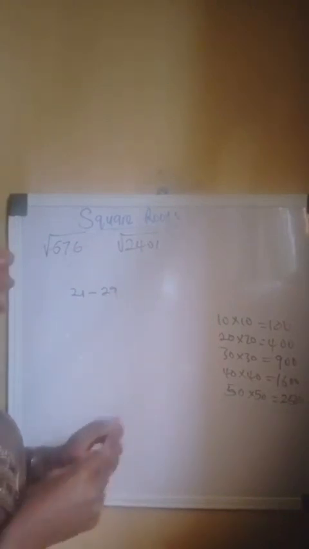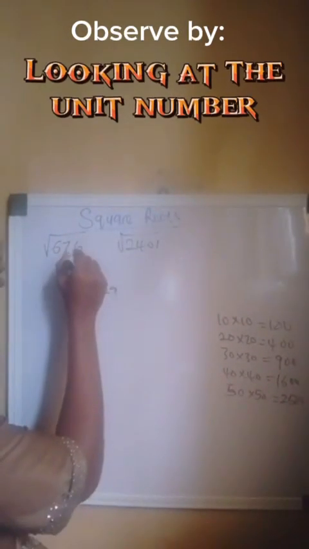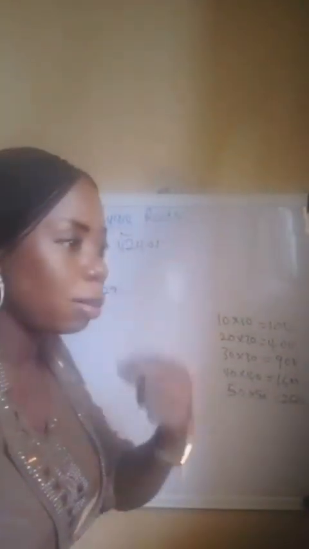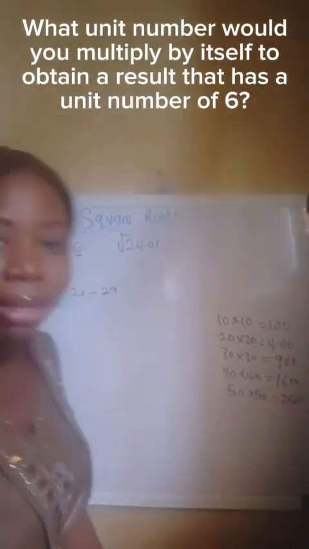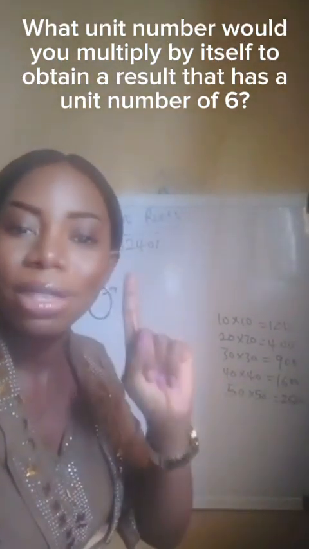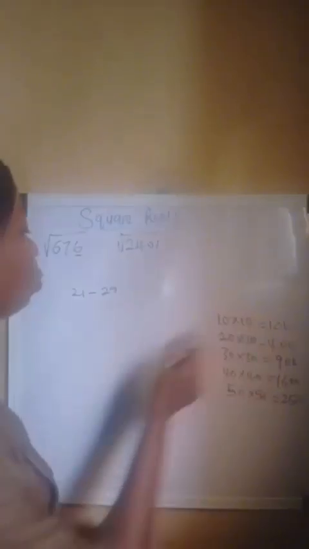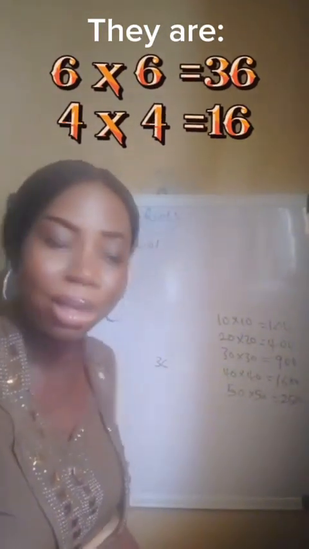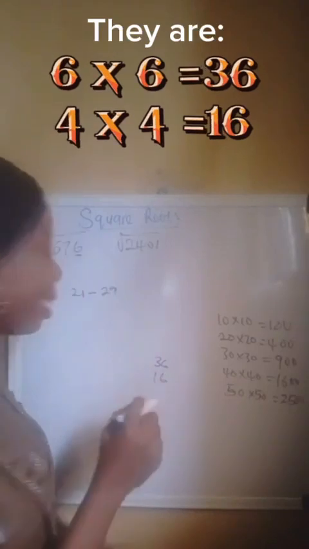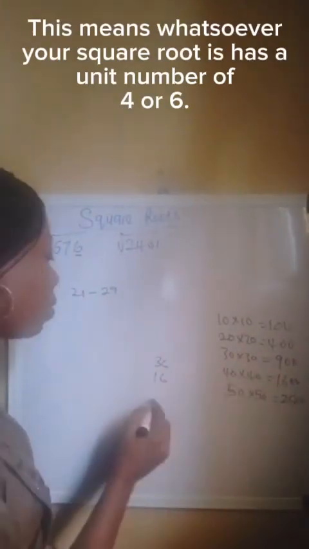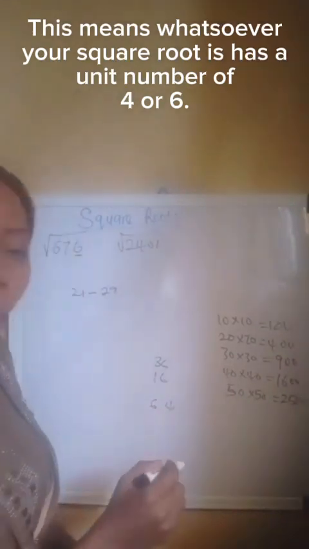All right, so now the first step to observing is to look at the unit number here. This is a 6. What numbers will you multiply by itself to give you a unit number of 6? Okay, what are those numbers? We have 6 times 6, which will give you 36. And 4 times 4 is 16. So it means that whatsoever your square root is has a unit number of either 6 or 4.